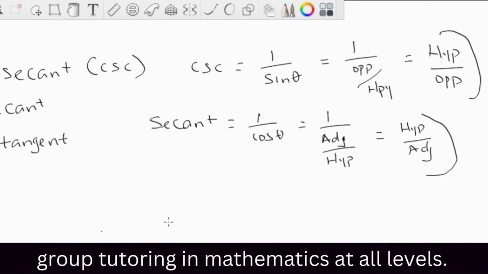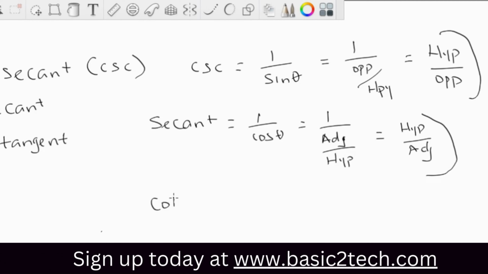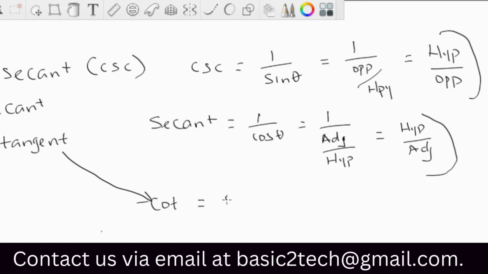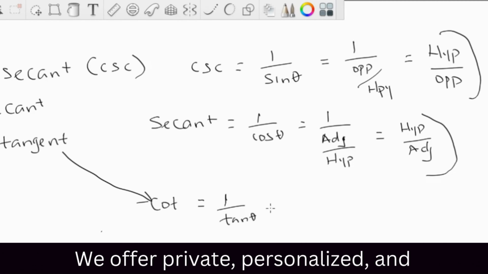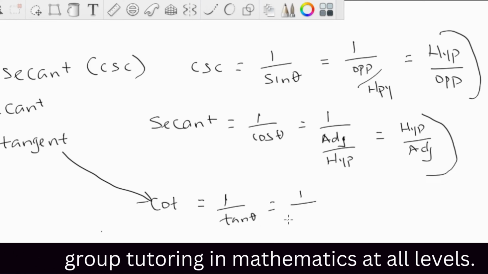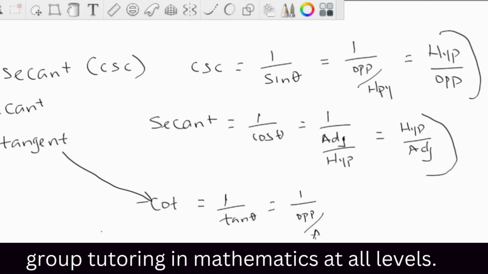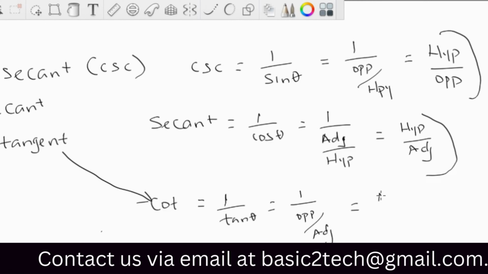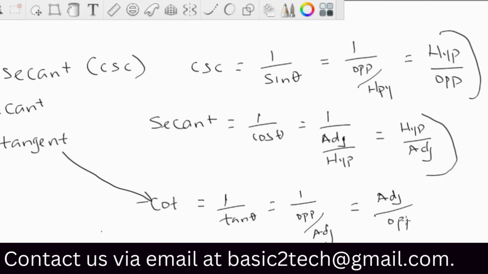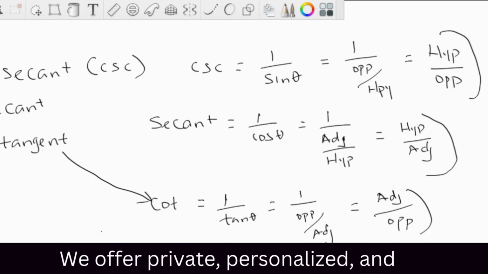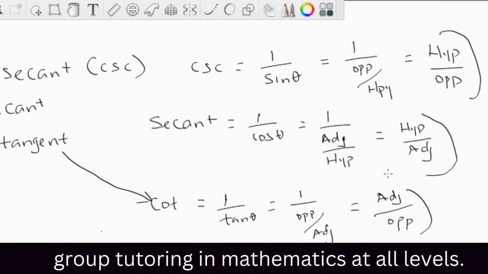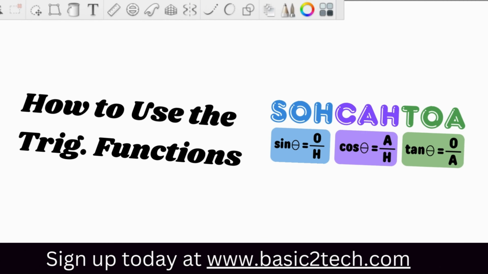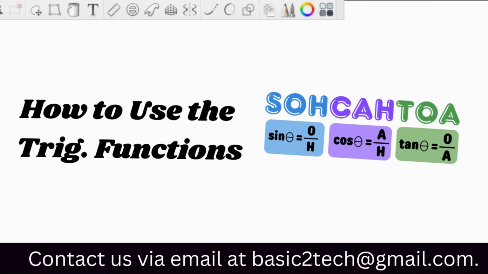The last but not the least is the cotangent, which is cot or cotangent. It is the reciprocal of tan, 1 over tan theta. That means that we have 1 over tan theta, and tan theta is opposite over adjacent. So therefore, our cot or cotangent is adjacent over opposite. So these are the other trig functions that we have. Now let's look at how we can use these trig functions to solve problems.